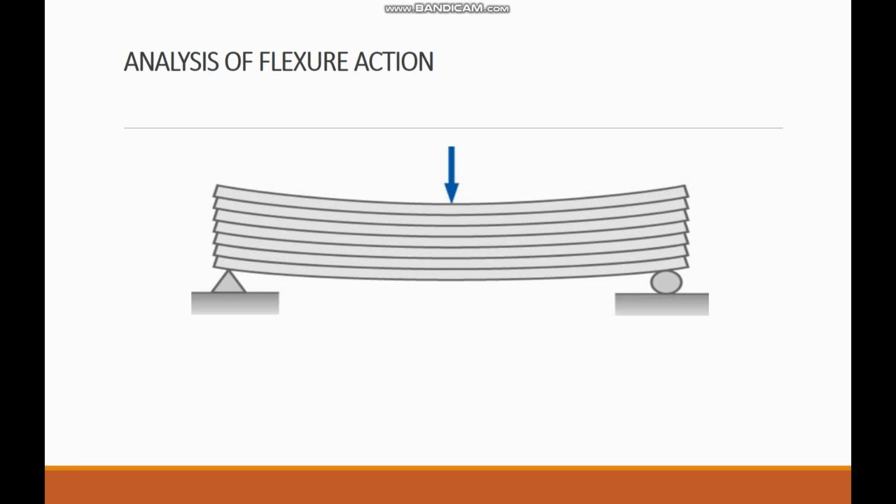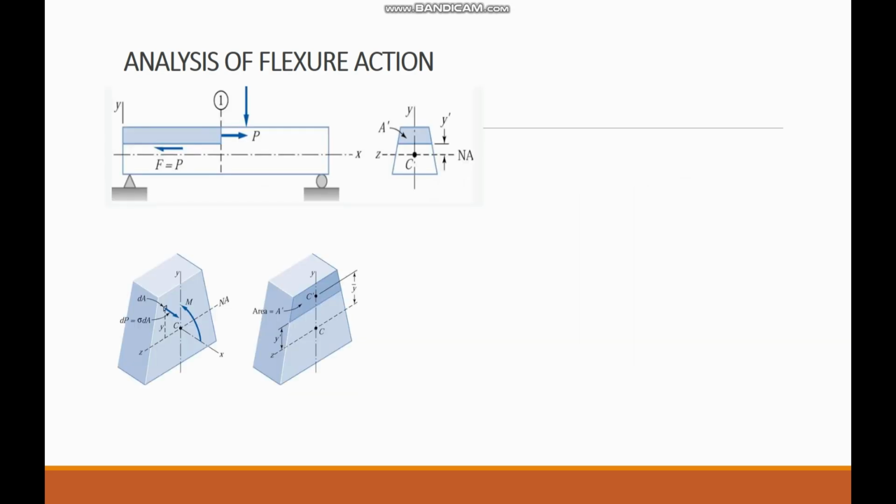So the separate layers would slide past each other, and the total bending strength of this beam would be equal to the summation of the strength of each layer. The horizontal layers in a solid beam are prevented from sliding by shear stresses that act between the layers. That's why built-up beams are weaker compared to solid beams. So let us try to analyze this figure of a beam.